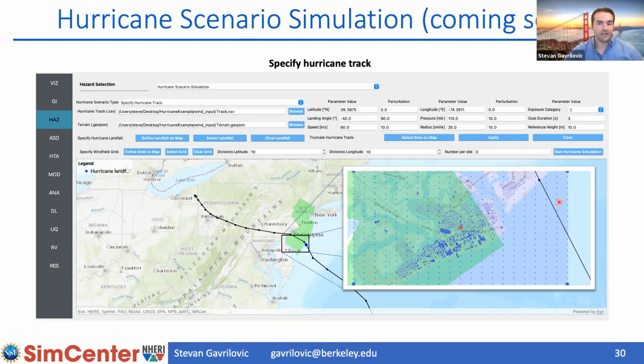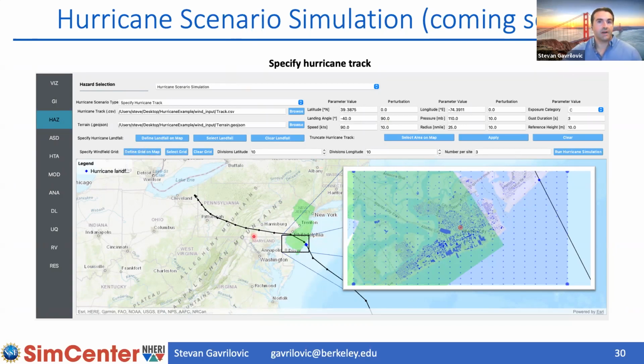So the first option allows the user to specify a hurricane track, and this is what you see here. It's input as a CSV file. And this is useful if a user has some specific hurricane scenario in mind, or if you have tracks that are generated by some model, you could plug them in here. And then you specify the landfall location, this little diamond symbol here. And you create your grid.